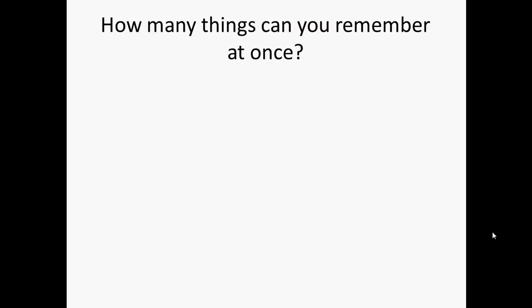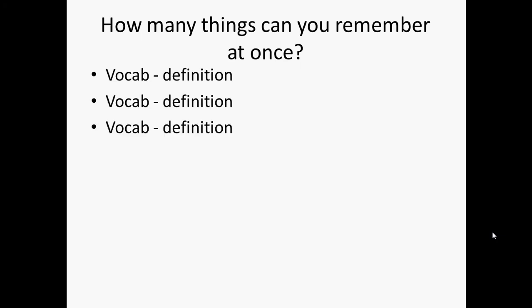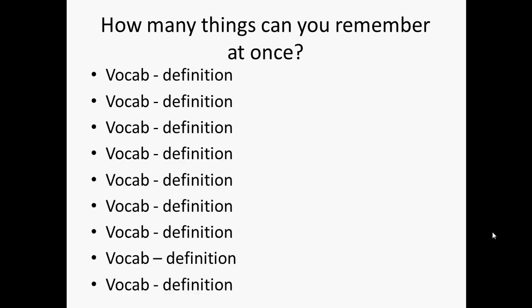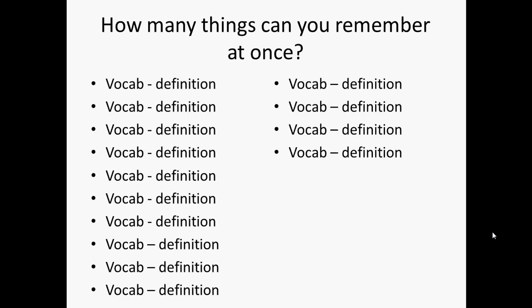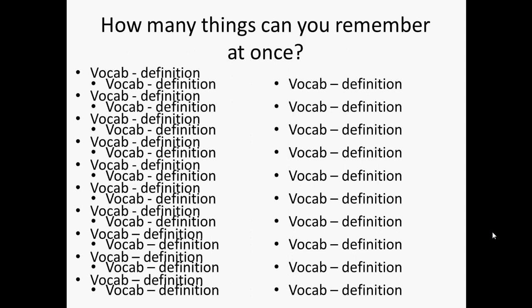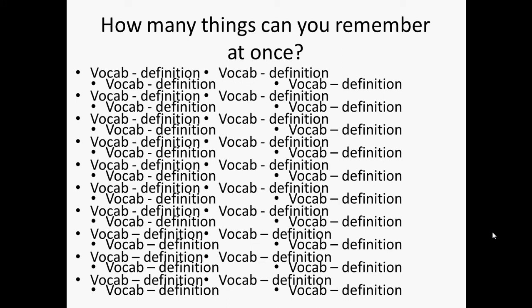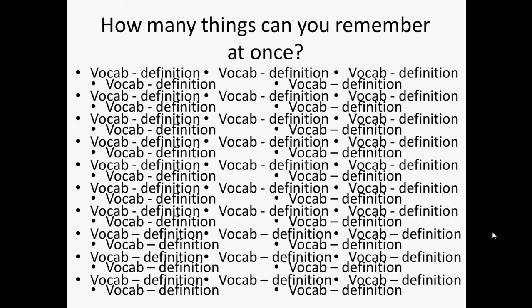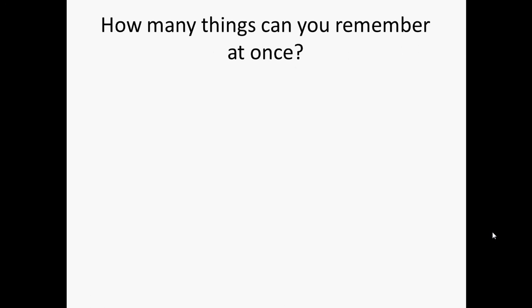How many things can you remember at once? We start out with a small number of vocabulary words, but then there are always more vocabulary words. The list grows as we add classes, as we add topics that we are beginning to learn, and as we increase the number of vocabulary lists, the difficulty in remembering all these terms also increases. How many items can you remember at once?